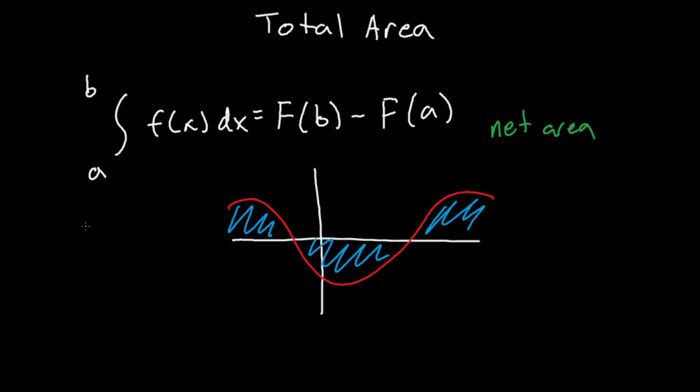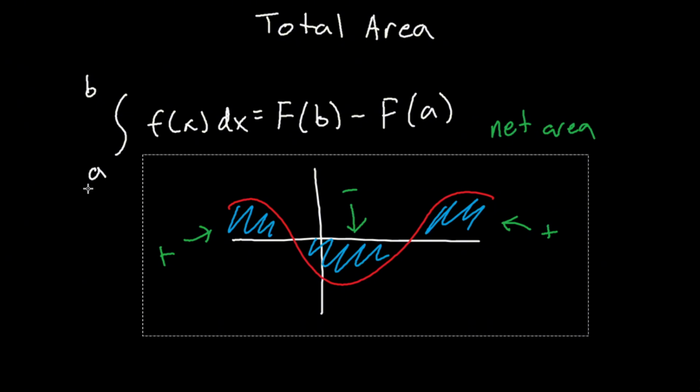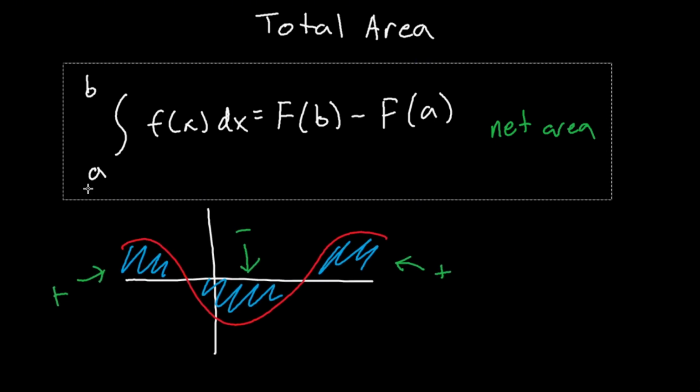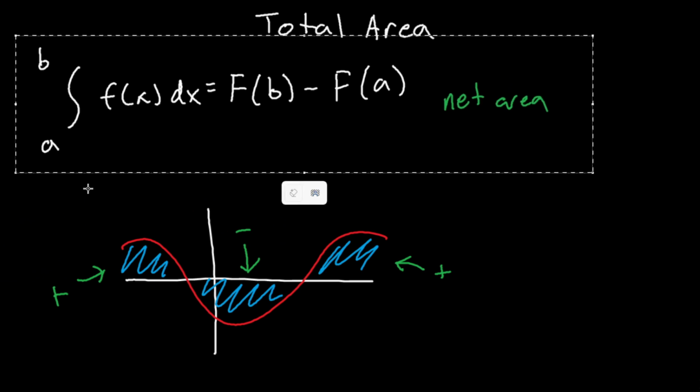So net area treats the areas under the x-axis as negative and the areas over the x-axis as positive. But the thing about total area is that you have to treat the negatives as positive areas. So you want to find the total area. You don't care about if the area is negative or positive or not when you're finding total area. And keep that in mind when it comes to the wording of problems.